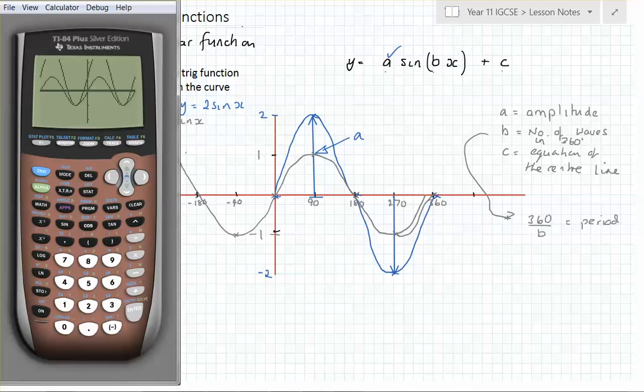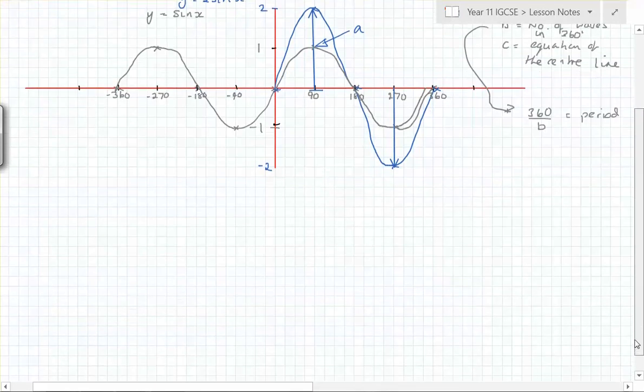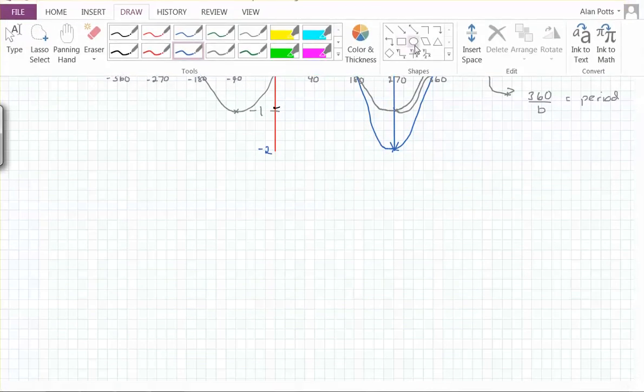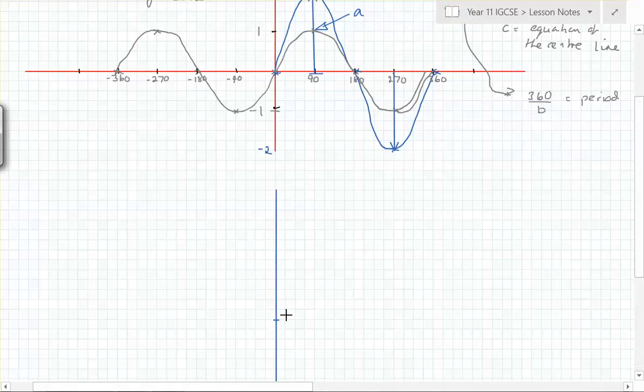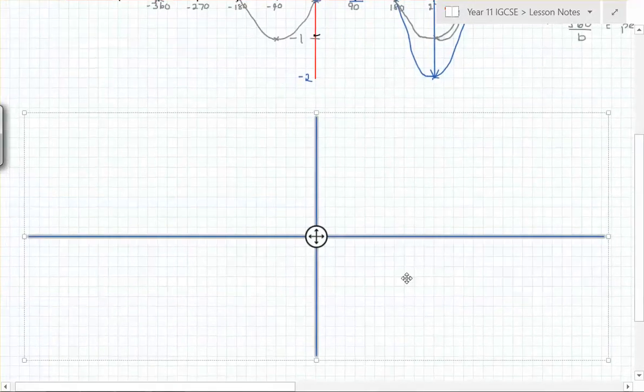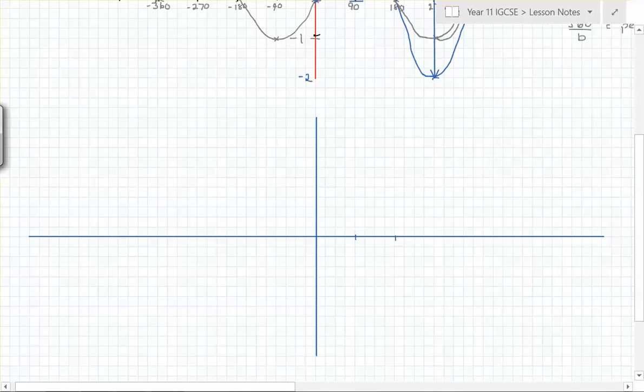So, if you had to describe exactly to someone how to draw this now, if I were to make a new set of axes, so here's my new axes, right. How would you tell them what to do to draw y equals 2 sine x plus 1? What would you say to them? How would you sketch that? Any idea? What would you tell someone?